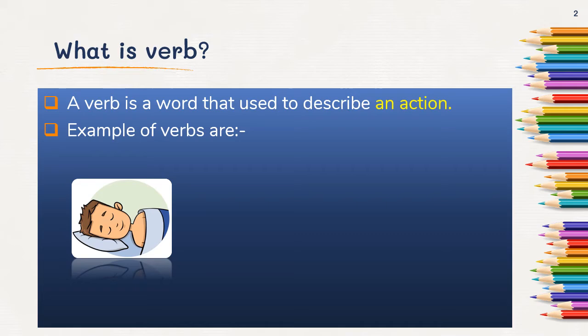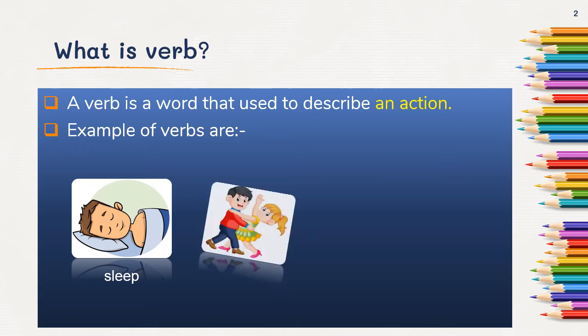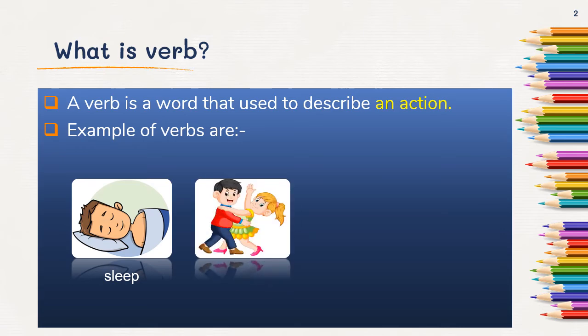Now look at the picture first. Can you tell me what this boy is doing? Yes, sleeping. So the verb here is sleep. Now let's look at the second picture. Can you tell me what this boy and girl are doing? They are dancing. So the verb here is dance.